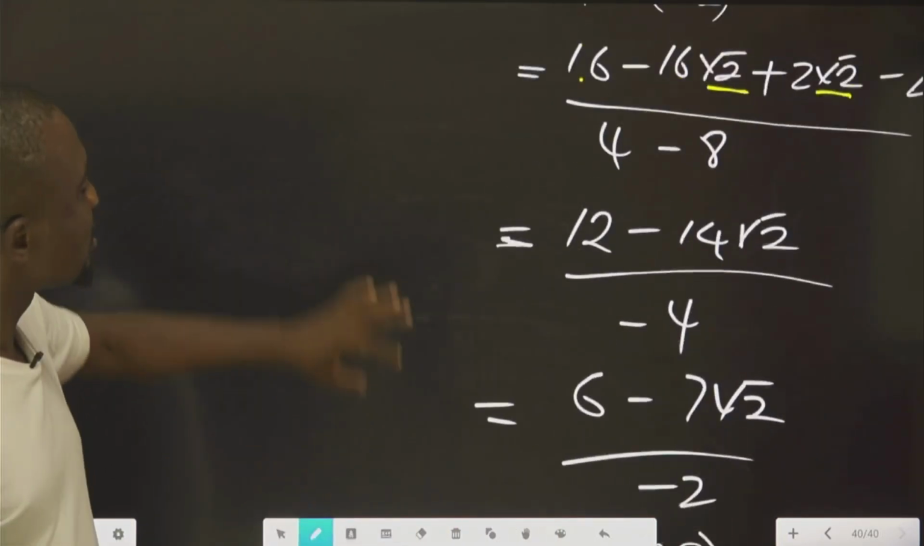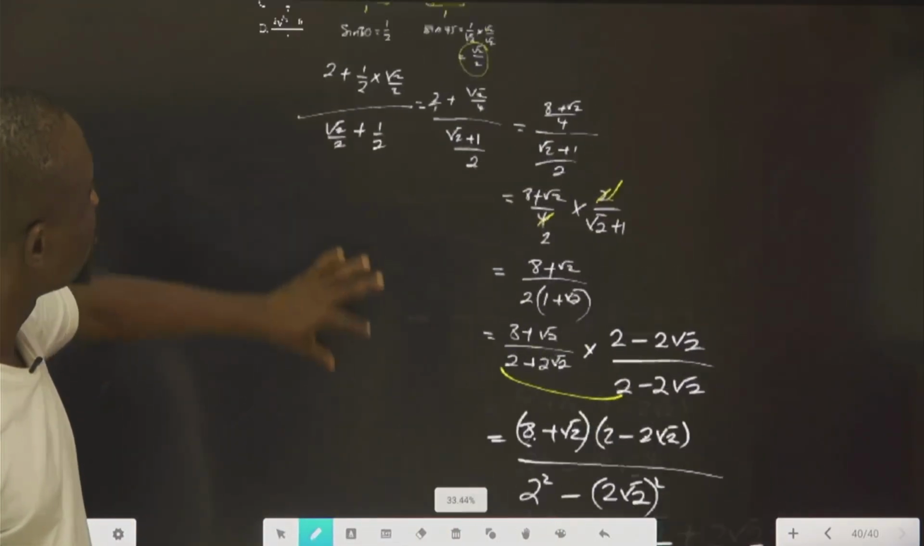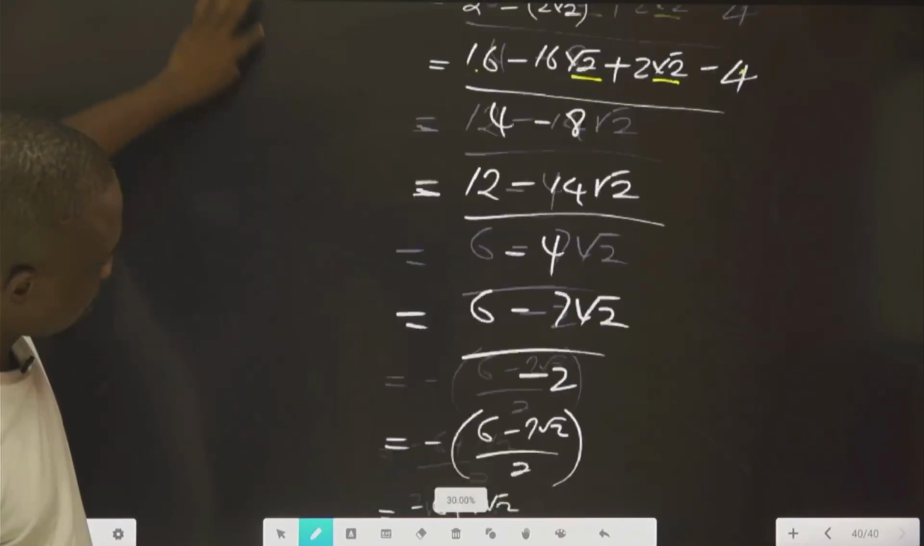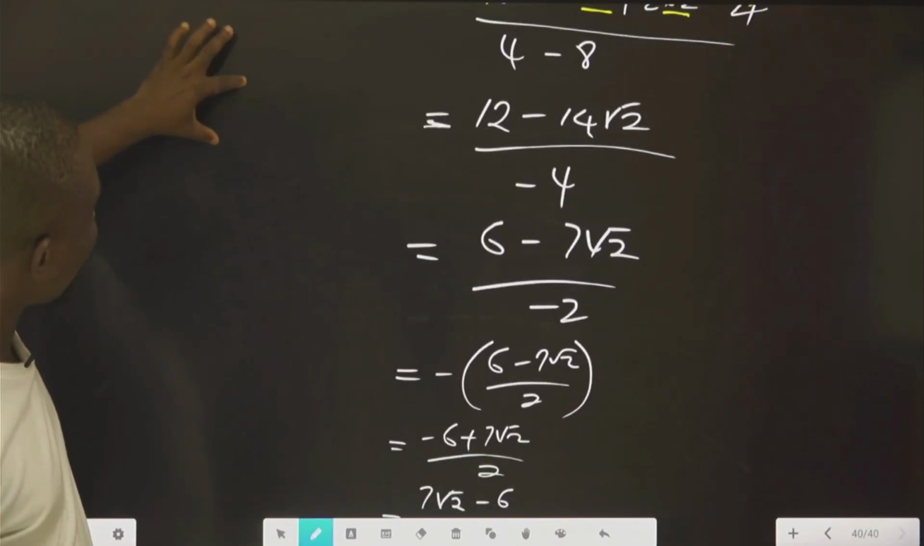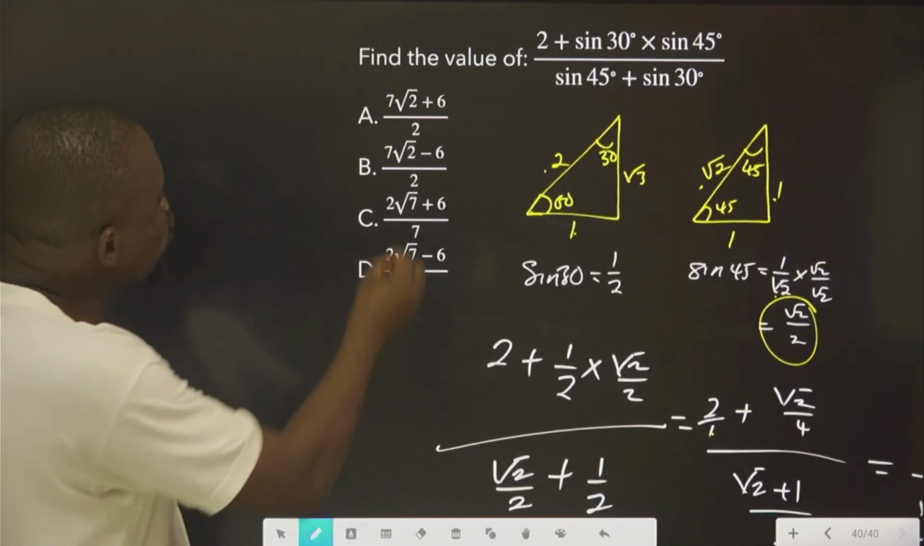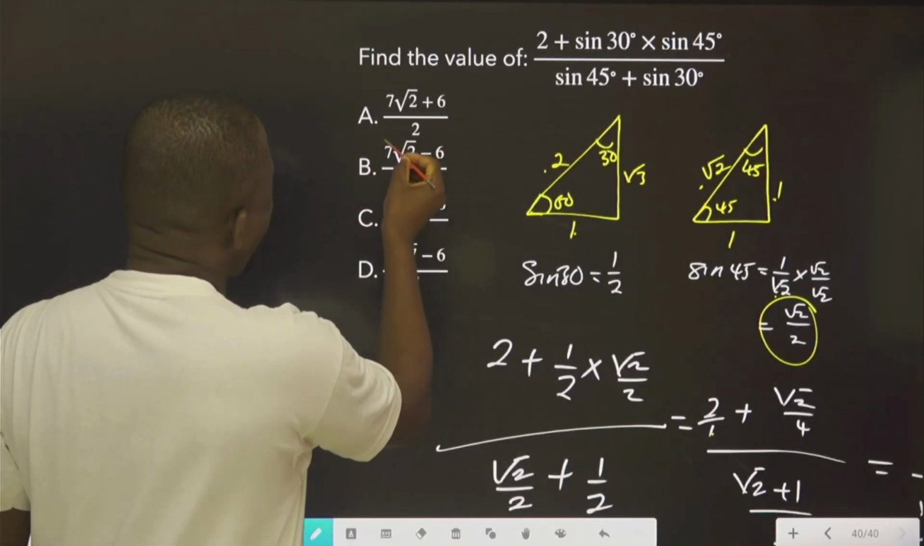Okay, let's check it. 7 square root of 2 minus 6 over 2.